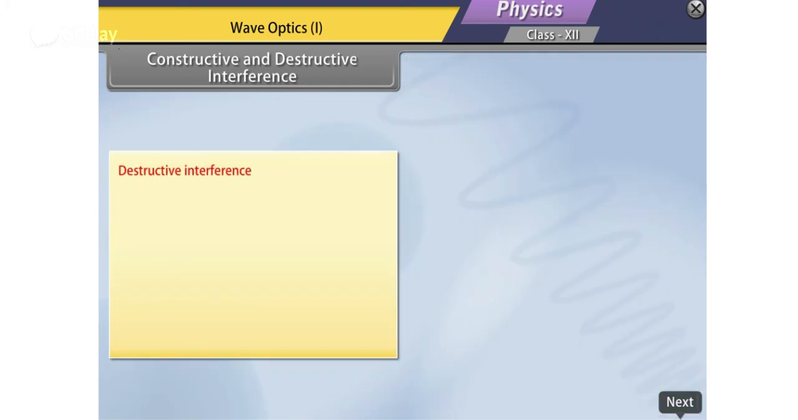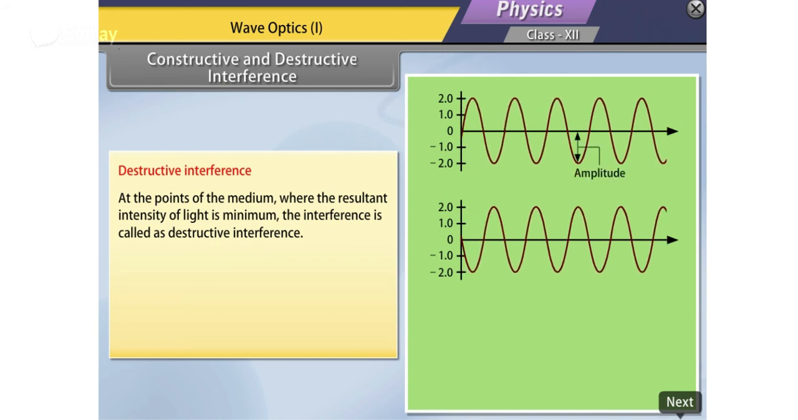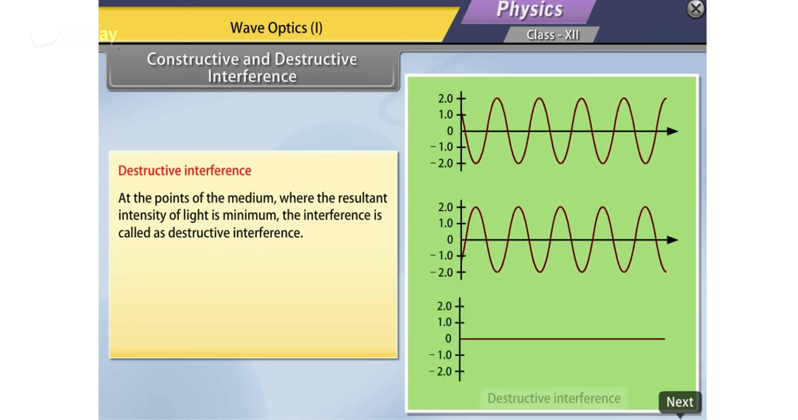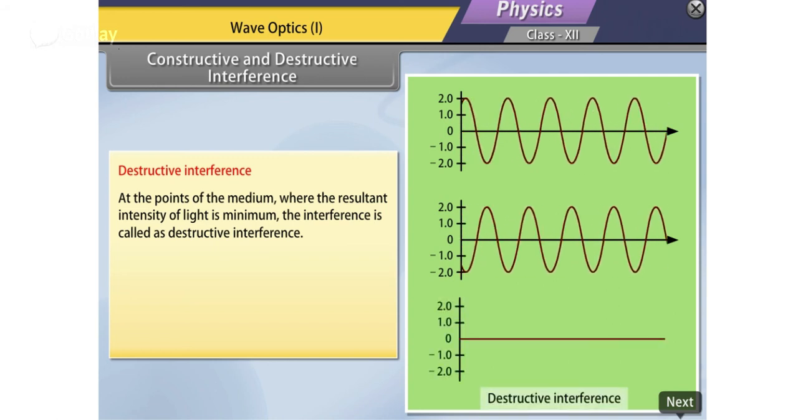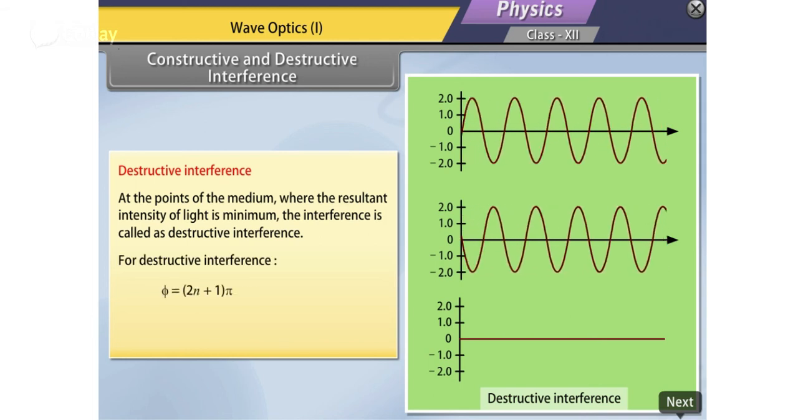Destructive interference. At the points of the medium where the resultant intensity of light is minimum, the interference is called destructive interference. For destructive interference, phi is equal to (2n plus 1) pi, or p is equal to (2n plus 1) lambda by 2.